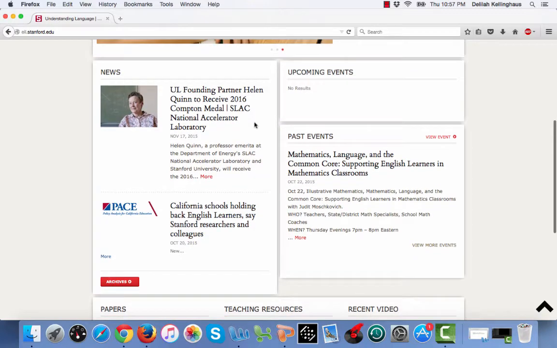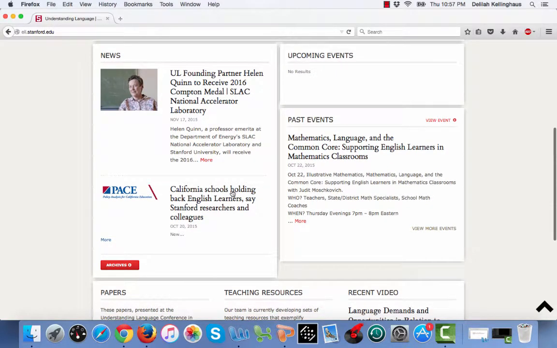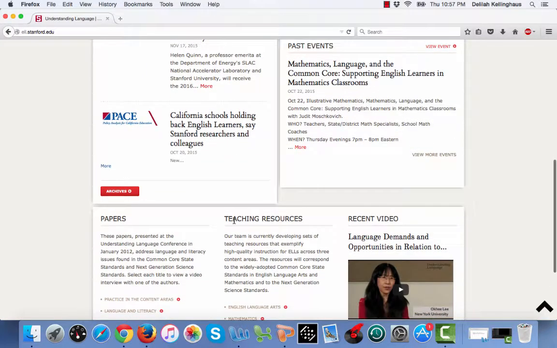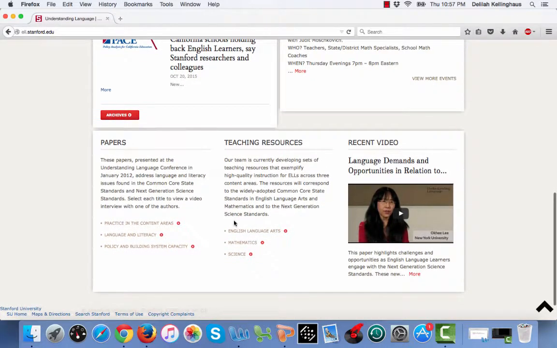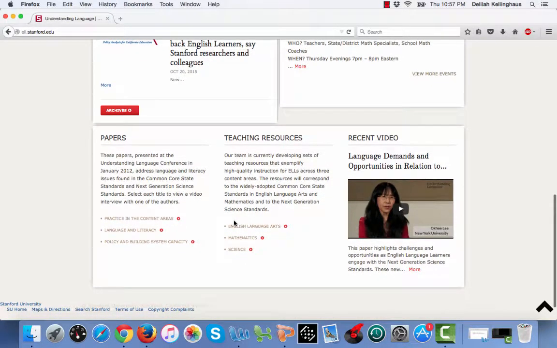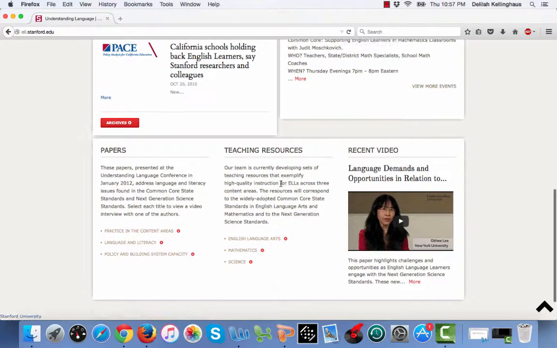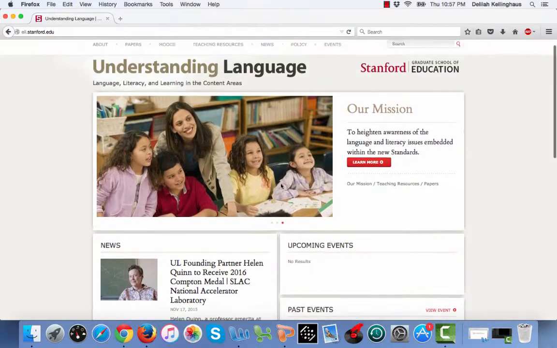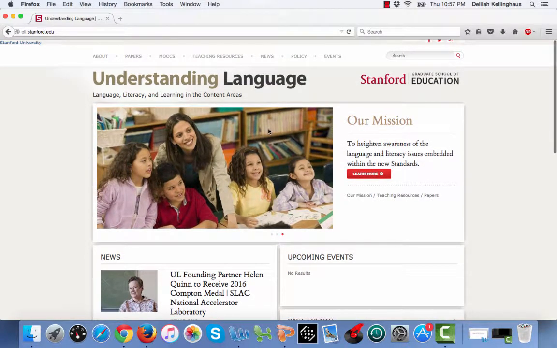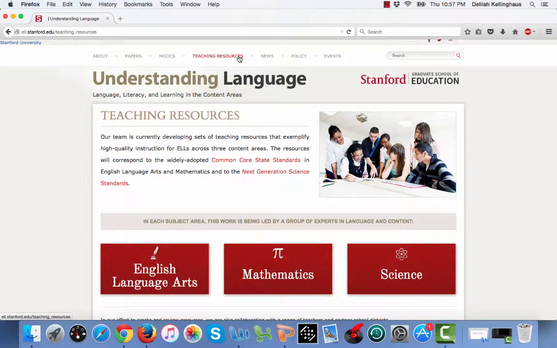They've done quite a bit of focus on English language learning, and you'll see even here, "California schools are holding back English language learners," say Stanford researchers. They've done quite a bit of research themselves on English language learners and strategies that are working for them, and it's wonderful because there are videos and instructional resources available. The best way to use this website truly is to go to the teaching resources. If you go to the teaching resources, there are English language arts resources.